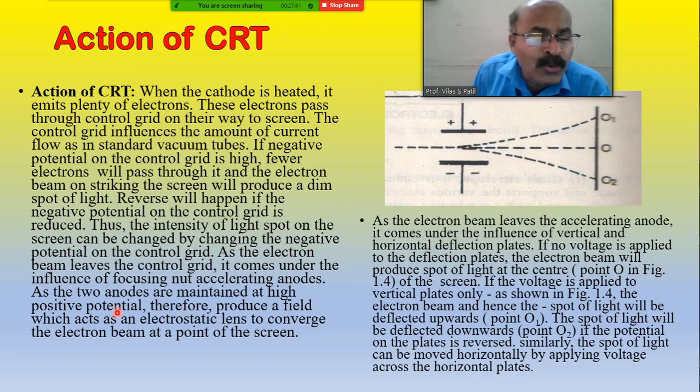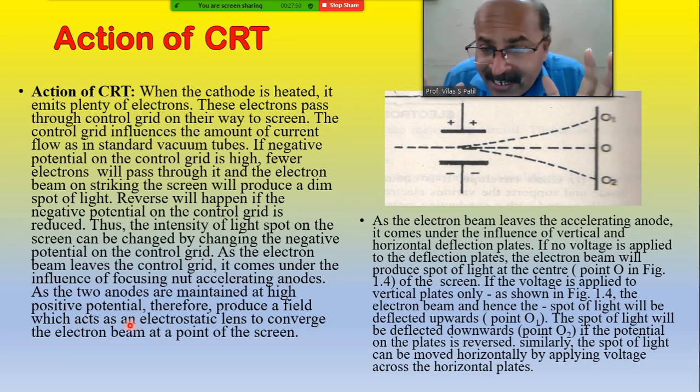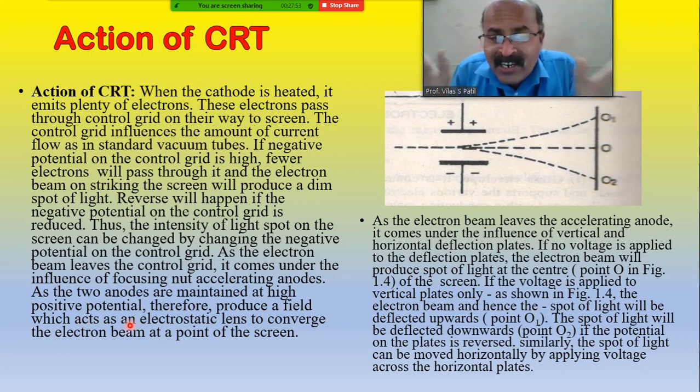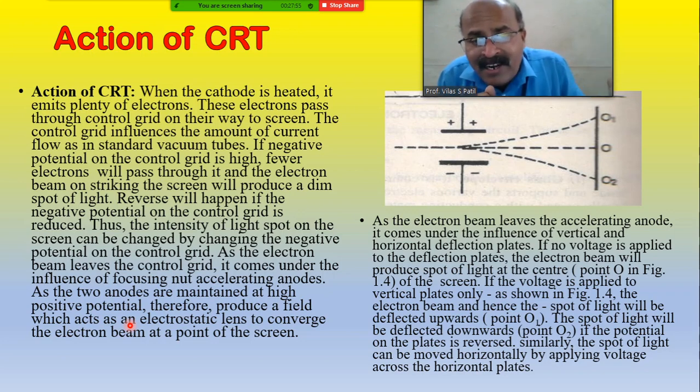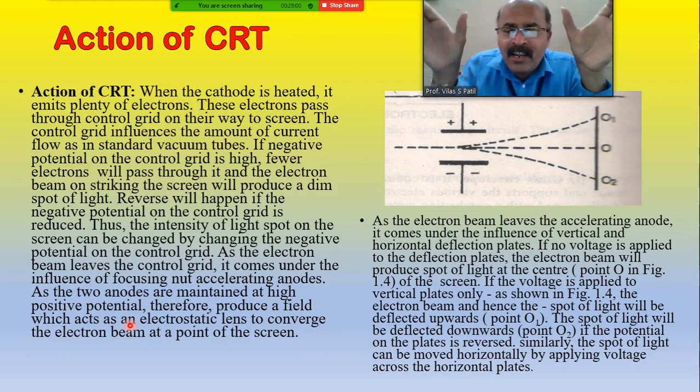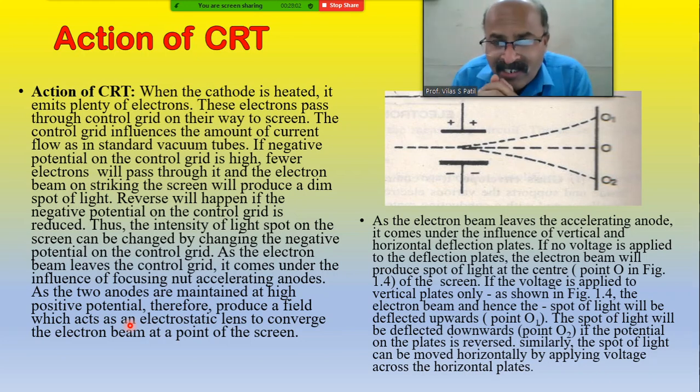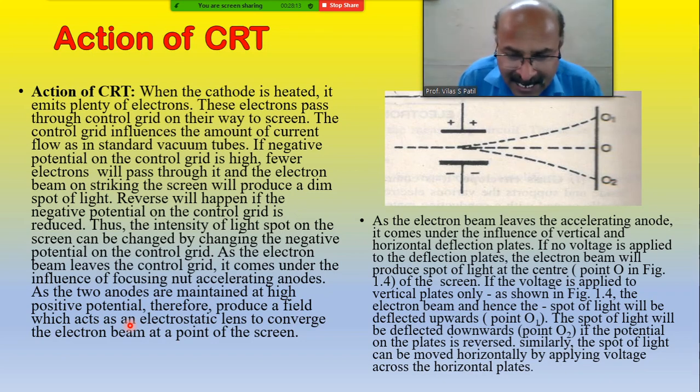As two anodes are, either two, no, three anodes are maintained at a high positive potential, therefore it produces the field, and which acts as an electrostatic lens. We know that two equipotential regions are produced, in between the pre-accelerating anode and focusing anode, and also between the focusing anode and accelerating anode, and those equipotential regions act as electrostatic lenses, or the convex lens in optics, and due to that the focusing arrangement will be achieved.